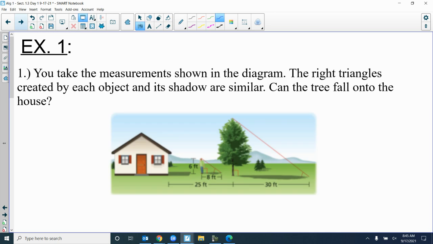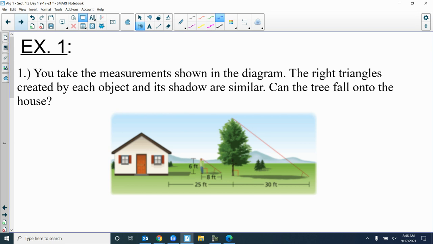One of them is an indirect measurement. Now this might have come up a little bit blurry on your paper, but take a look at this. It says, you can take the measurements shown in the diagram. The right triangles created by each object and its shadow are similar. The question they're asking is, can the tree fall into the house?